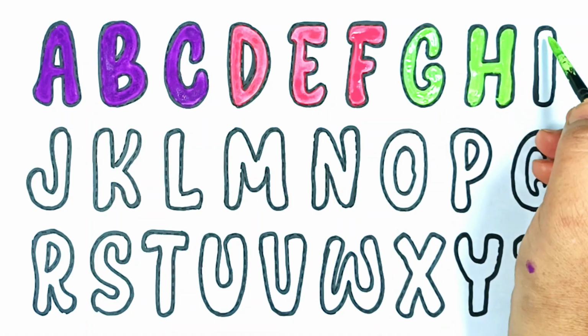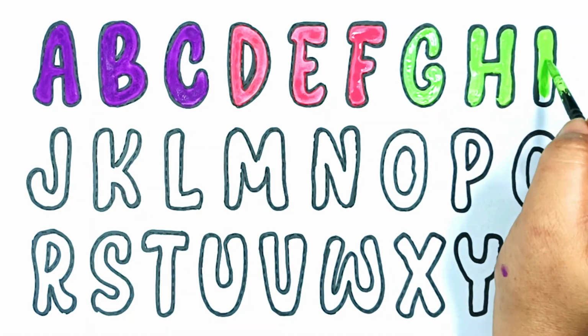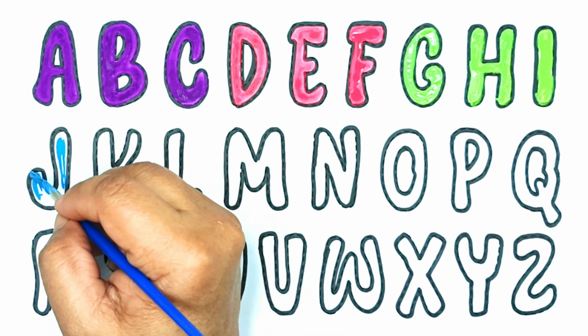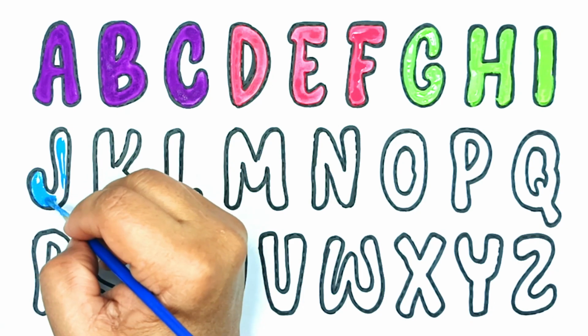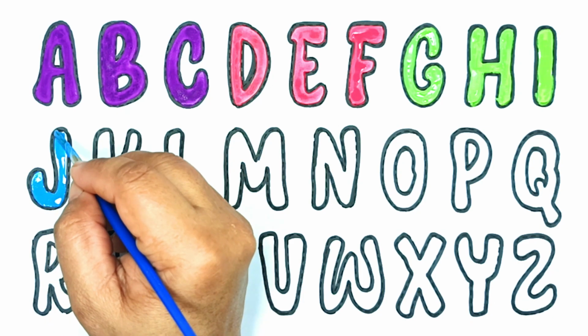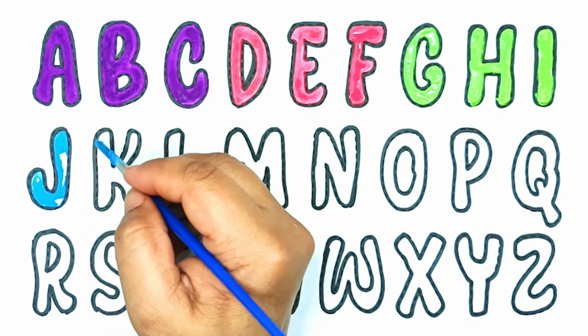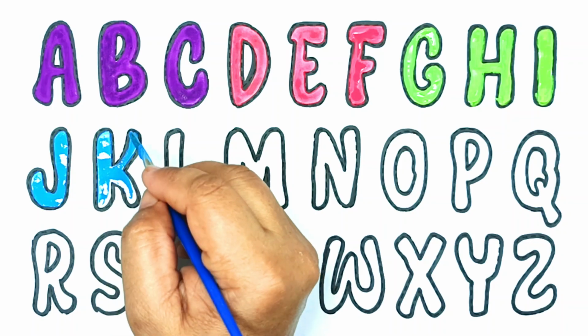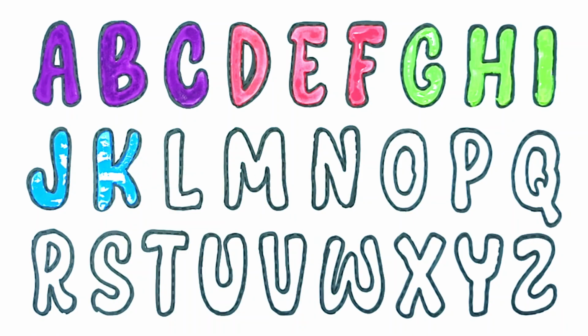H for hat. I for igloo. J for jam. K for kite.